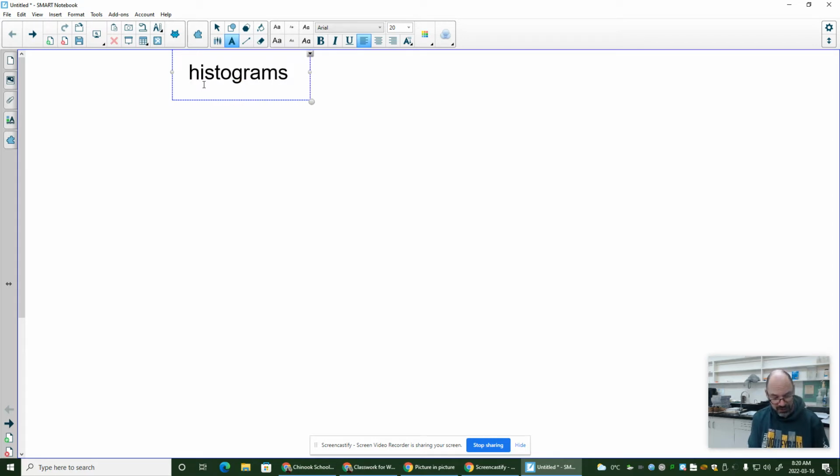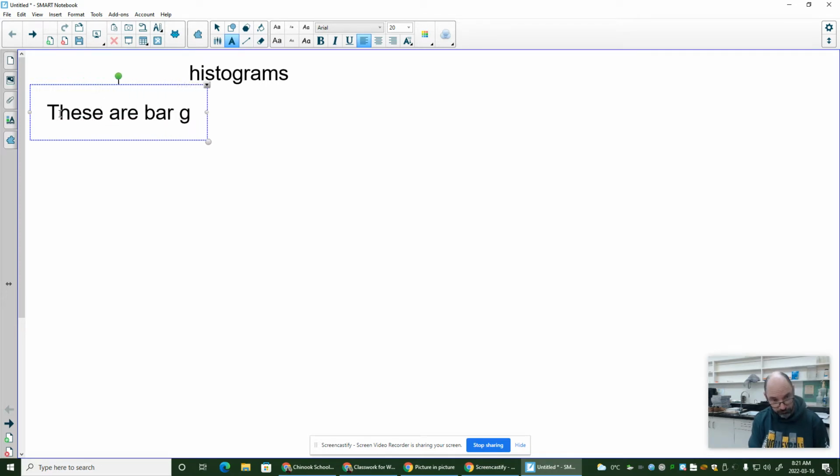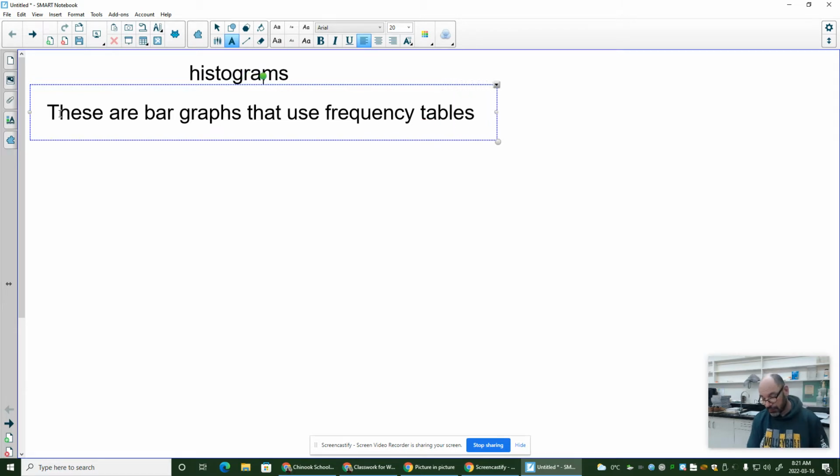Okay, so you're going to need to make frequency tables. So these are bar graphs that use frequency tables. Okay, so let's say, for example, we have, okay, so we're going to do the example on page 37.